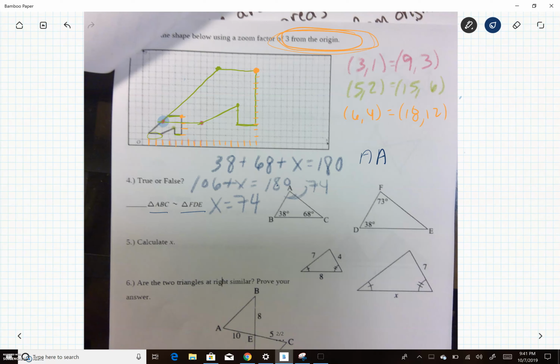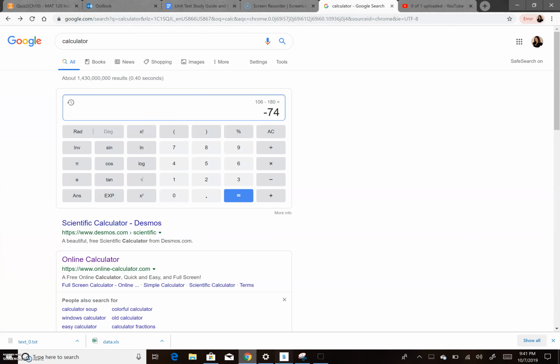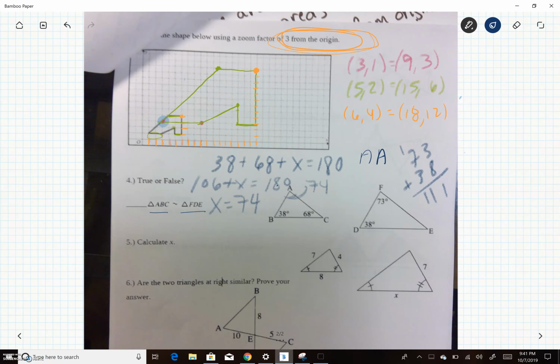On this side, we have 73 and 38, which is going to be, if I add them, 3 plus 8 is 11, carry the 1, 10, 11. 111, and then we want to know what the other number is, so I'm going to do 111 minus 180. 101. So this angle is going to be 1.